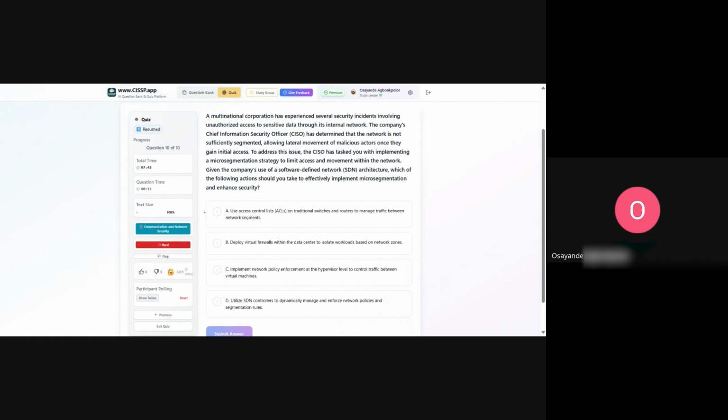A multinational corporation has experienced several security incidents involving unauthorized access to sensitive data through its internal network. The company's Chief Information Security Officer, CISO, has determined that the network is not sufficiently segmented, allowing lateral movement of malicious actors once they gain initial access. To address this issue, the CISO has tasked you with implementing a microsegmentation strategy to limit access and movement within the network. Given the company's use of a software-defined network, SDN, architecture, which of the following actions should you take to effectively implement microsegmentation and enhance security?